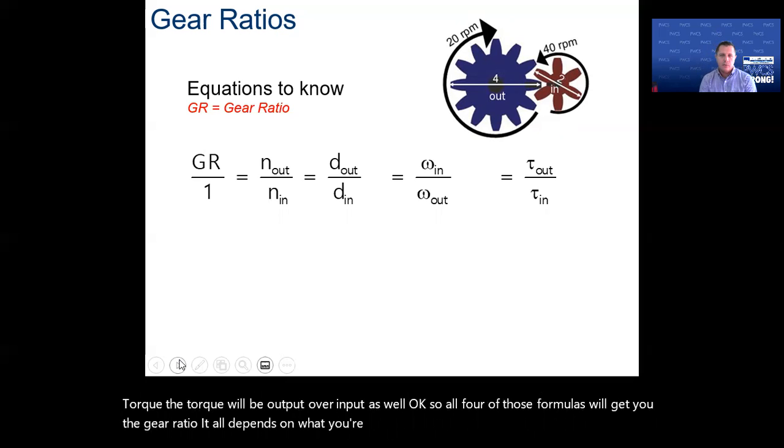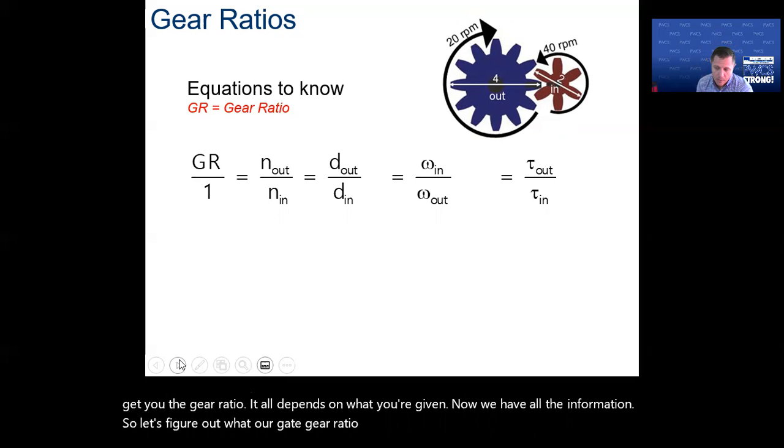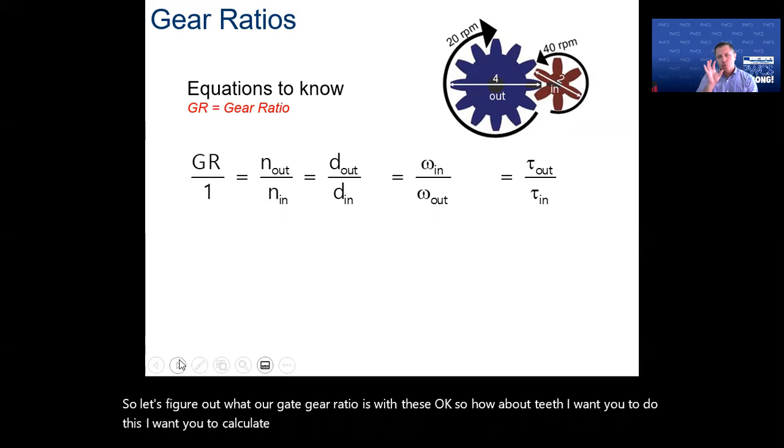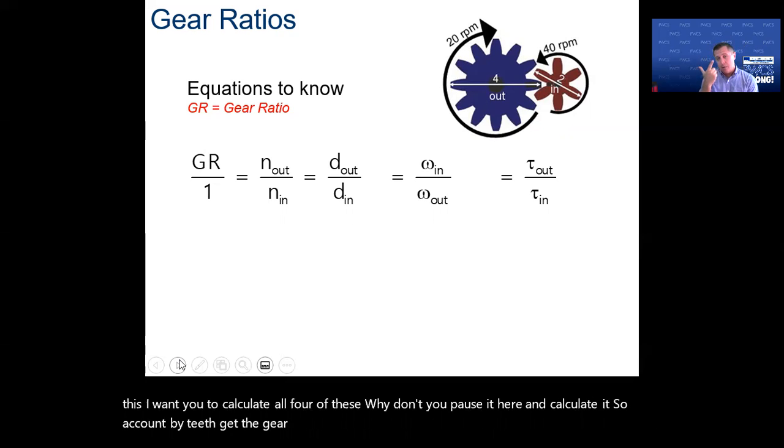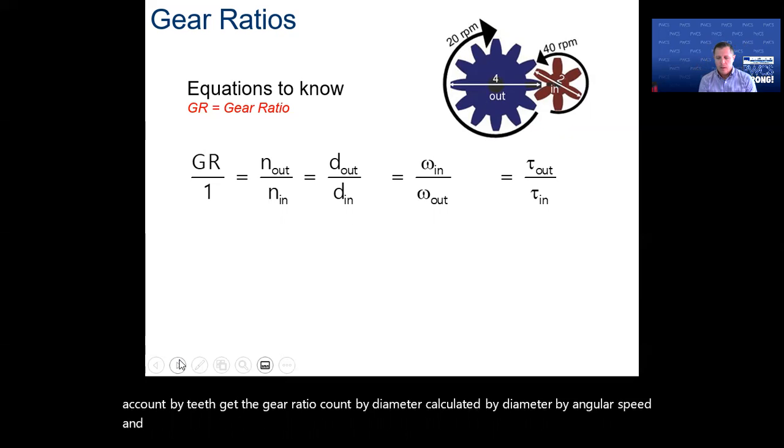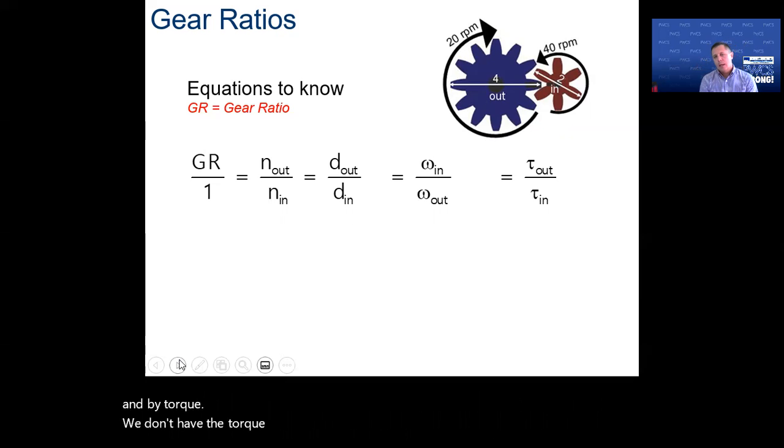Now we have all the information. So let's figure out what our gear ratio is with these. Okay. So how about teeth? I want you to calculate all 4 of these. Why don't you pause it here and calculate it? So count by teeth, get the gear ratio, calculate by diameter, by angular speed, and by torque. We don't have the torque yet, but get those gear ratios.